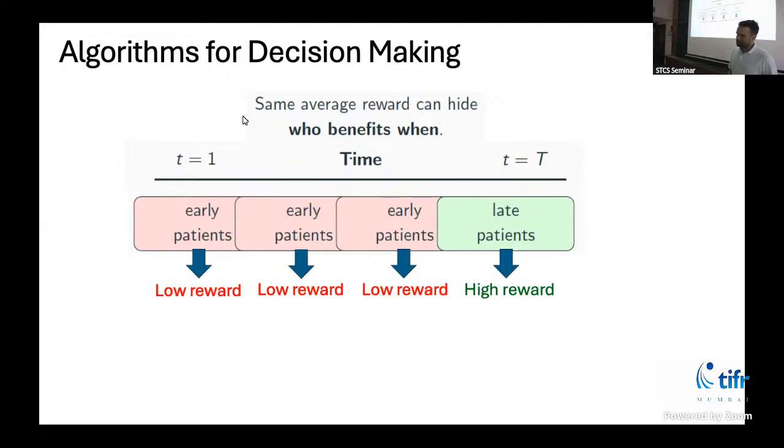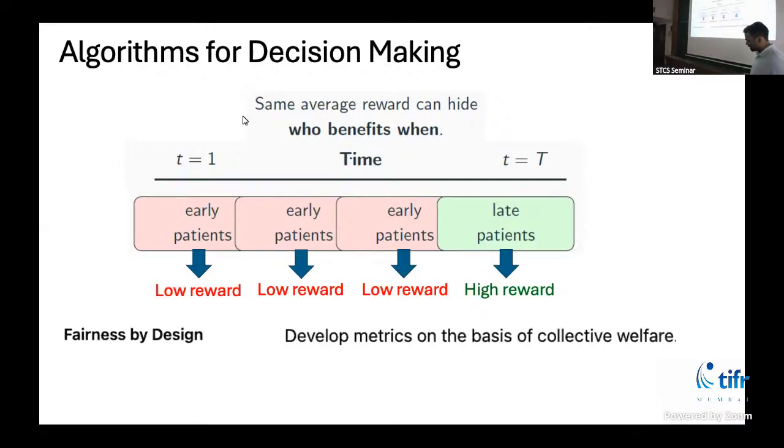Okay. So we want a social welfare setting, and for that we want a metric which ensures fairness by design. That means not only some of the patients get reward. Not that the early patients suffer from low reward and only the late patients benefit. We want a social welfare setting where all the patients get some amount of reward.